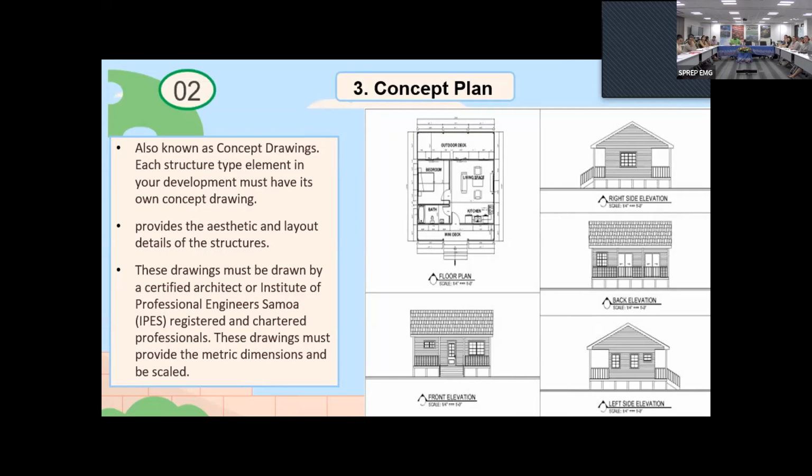So here we have an example. We need the look on each of the sides of each element. So the right side look, the left side look, the front and the back, and also the view from the top and the floor plan layout. So for every element that you have, we need to provide what you call your elevations, or the looks from each angle, and also your floor plans.